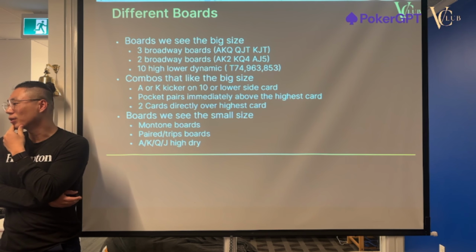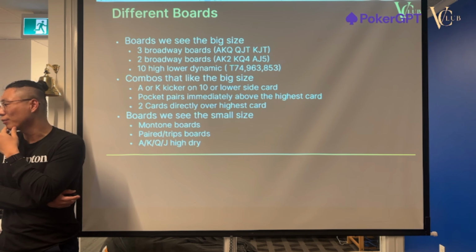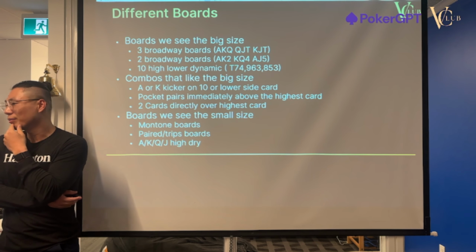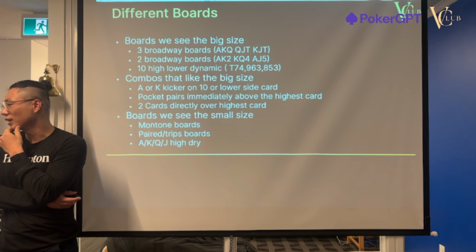What is this person limping with? Generally they're probably going to have a capped range, and then you're saying we have a set of deuces in position. We probably have the best hand all the time, so I'm just going to bet with a set and plan to get all the money in.